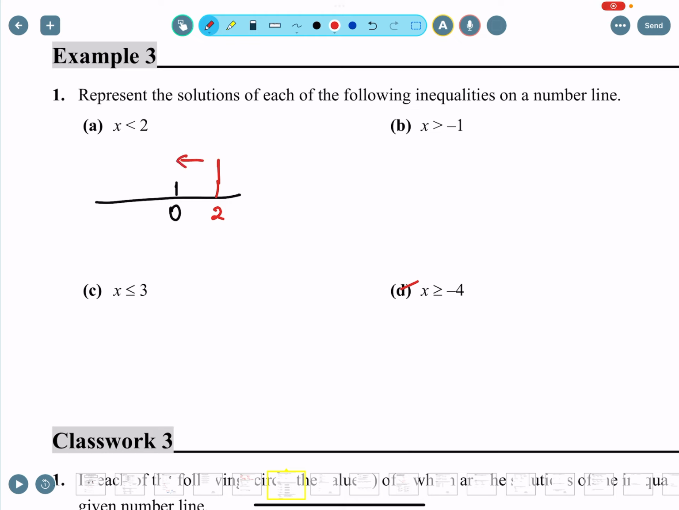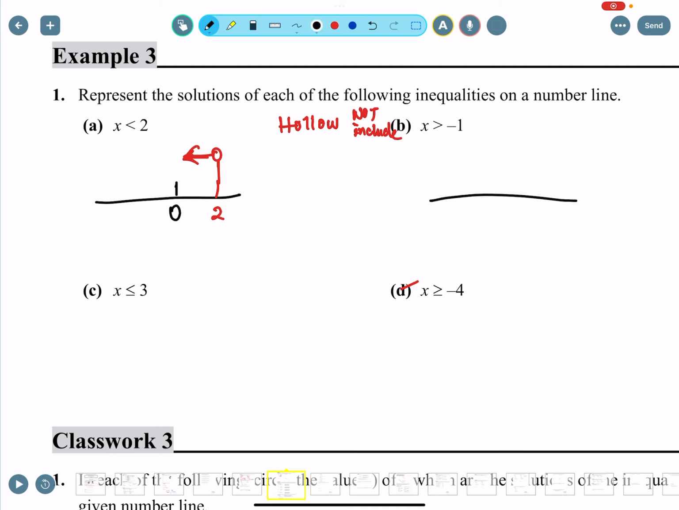The other thing you should consider is, should you do a hollow circle or a solid circle? A hollow circle does not include 2. That means there's no equal sign. It's hollow, okay? 2 is not included. It's like a hollow heart. You have no heart. So here, again, hollow, not include.